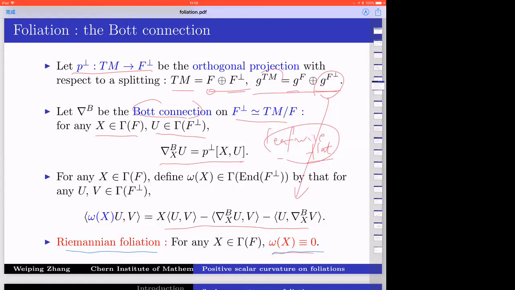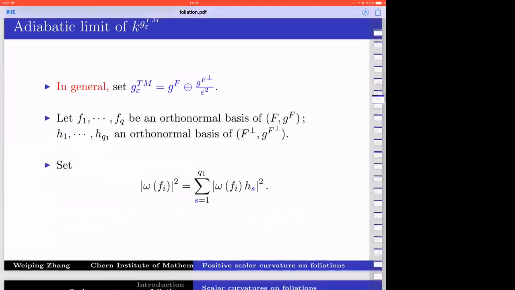So then, just like in the foliation case, it is natural to do this rescaling. So we take this epsilon y, and this is analogous to the one in the fibration case. It's natural to take this epsilon, then take the limit. We try to see what would happen in this case.